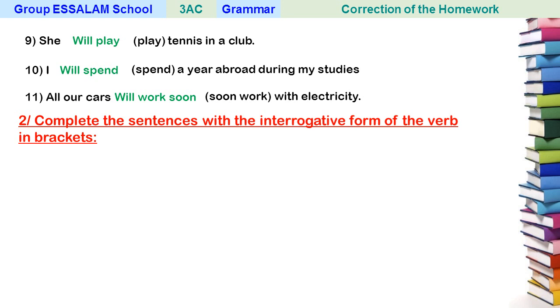So I have given you this one. Complete the sentences with the interrogative form of the verb in brackets. So this is the opposite of the first exercise. In the first exercise, I asked you about only the positive form, the affirmative form. But here, you are going to fill in the blanks with the interrogative form. So I give you number 1, he became a vet. Can you make this sentence into a question?